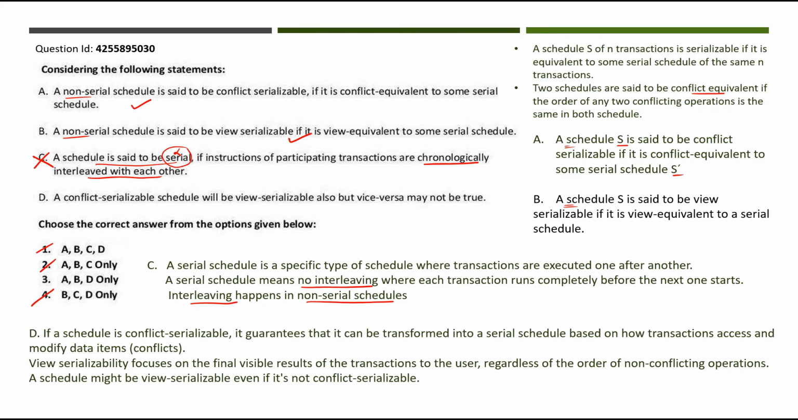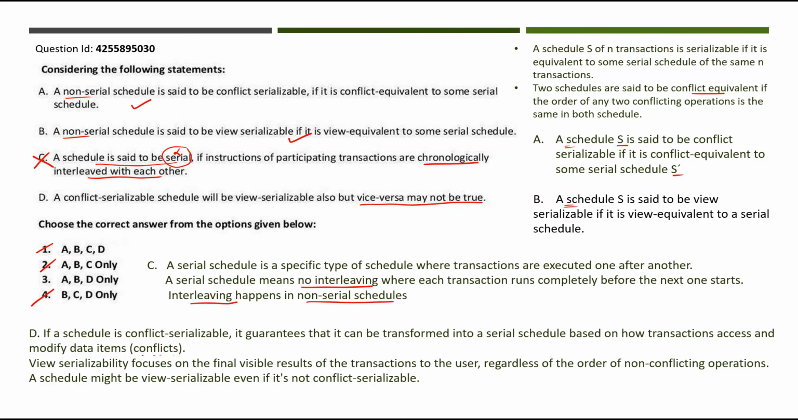A conflict serializable schedule will be view serializable also, but vice versa may not be true. If a schedule is conflict serializable, it guarantees that it can be transformed into a serial schedule based on how transactions access and modify data items where the conflicts occur. View serializability focuses on the final visible results of the transactions to the user regardless of the order of non-conflicting operations. So, view serializability is about the final visible results. It's not about the order of the non-conflicting operation.